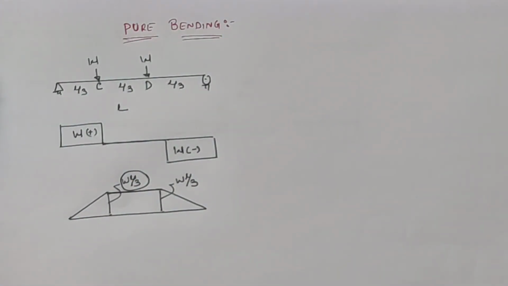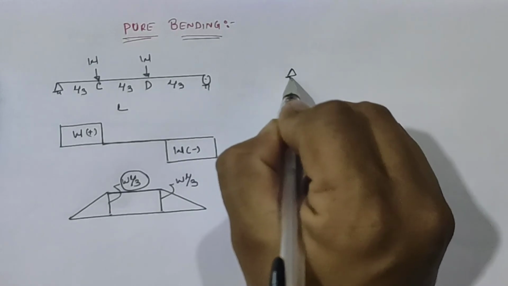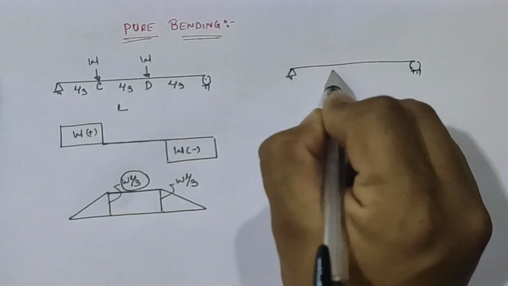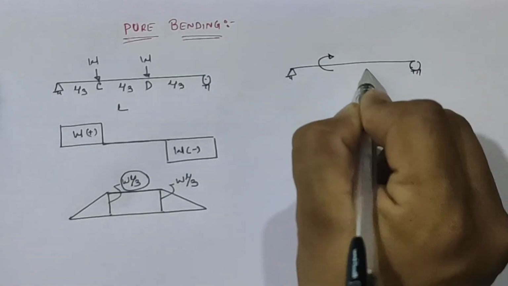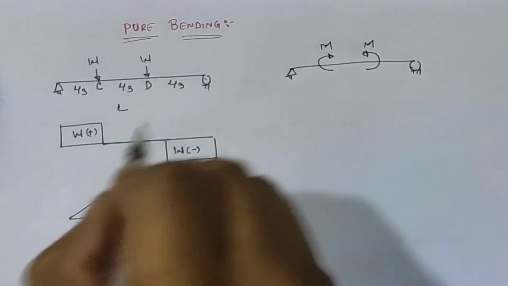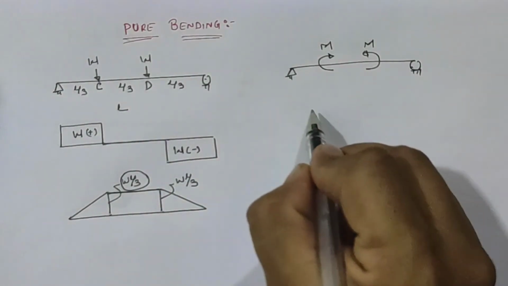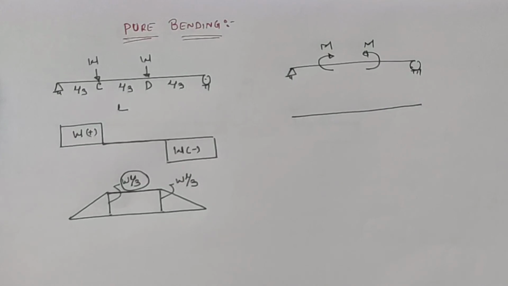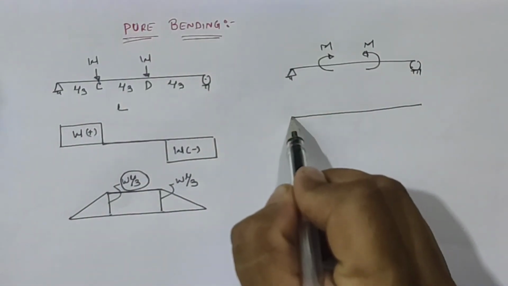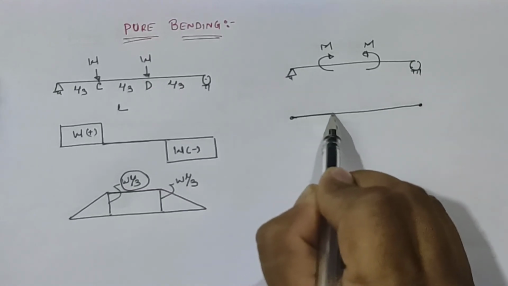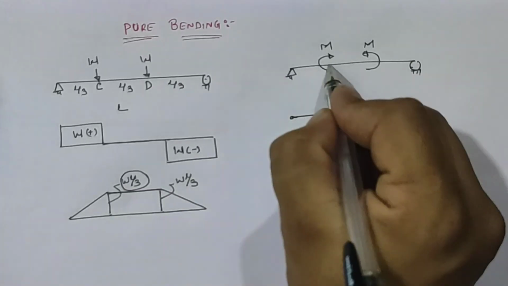So this is the pure bending concept. Let us take one another example with a simply supported beam which is loaded with an anti-clockwise and a clockwise moment M. If we draw the shear force diagram, it is 0 throughout portion A to B. It means it is 0 throughout the span.